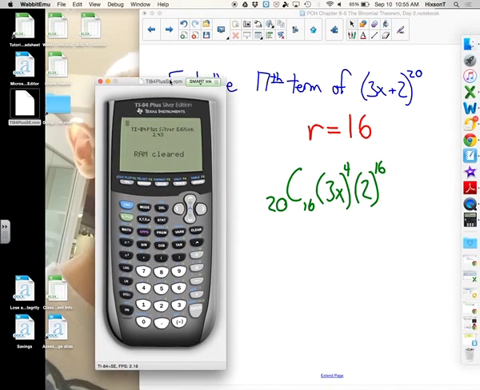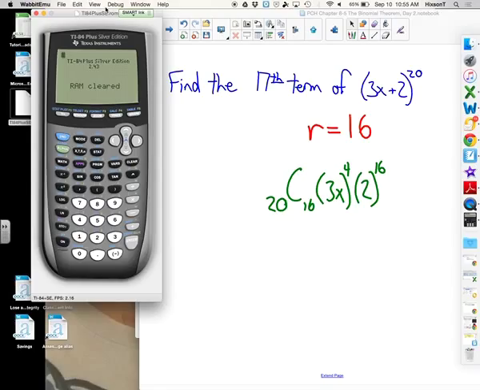All right, so if I'm doing 20 choose 16, I'm going to type in n first, and then if you go to math, you'll notice we have math, numbers, complex, and probability. Number 3 is nCr. So if you choose that one, and now we want 20 choose 16, we type in the r, and that tells us it's 4,845.